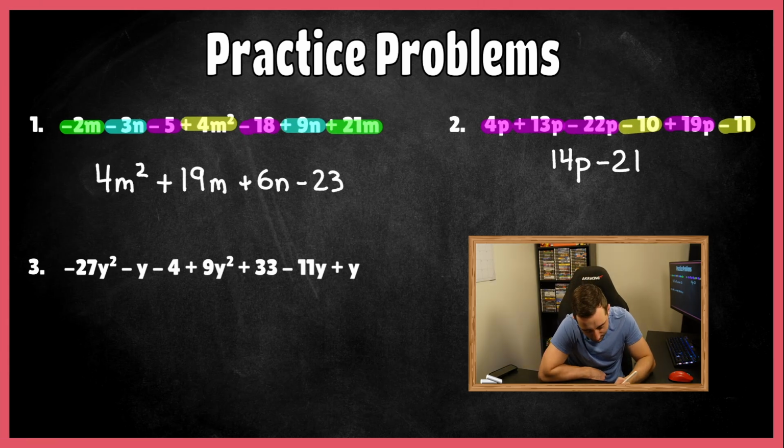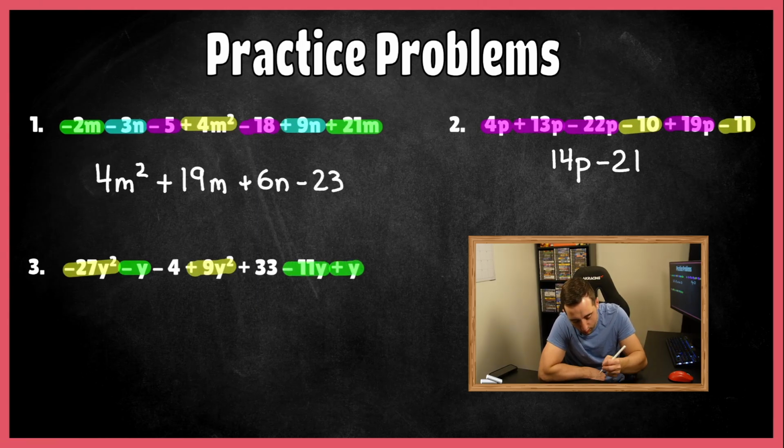So again, highlight our like terms. We have negative 27y squared plus 9y squared. We'll switch colors and then highlight just our y's. So we have a negative 1y, negative 11y, and a plus 1y. And then we have two constants, which are going to be minus 4 and plus 33, and now we can go ahead and combine our like terms.